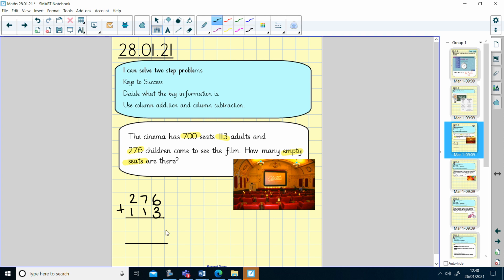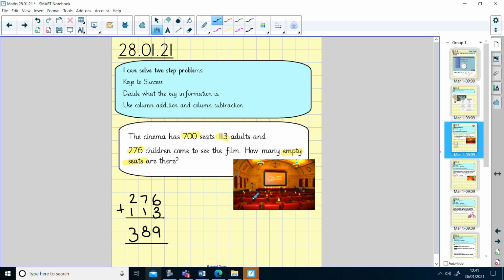So I'm adding those together using column addition. 6 add 3 is 9. 7 add 1 is 8. And 2 add 1 is 3. So 389 people came to see the film altogether.